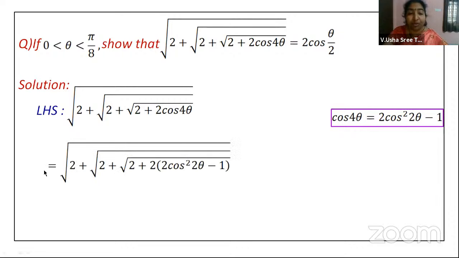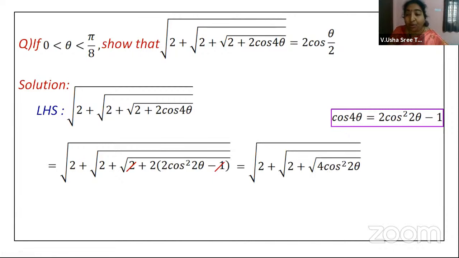So we will have it as root of 2 plus root 2 plus root of 2 plus 2. Instead of this cos 4 theta, we will write it as 2 cos square 2 theta minus 1. Then this 2, when you are multiplying with minus 1, gives you minus 2. 2 and minus 2 get cancelled, isn't it? Now what is left under the root? It is 2 into 2, 4 cos square 2 theta, right? So we'll have it as root of 2 plus root of 2 plus root 4 cos square 2 theta.